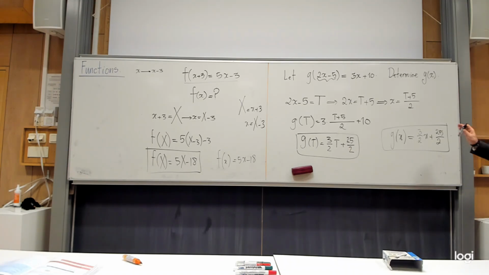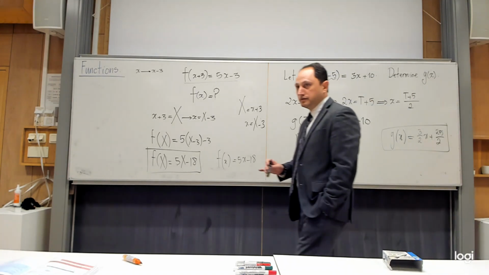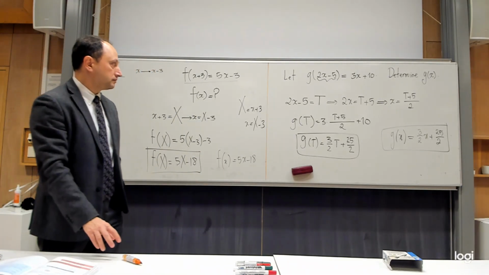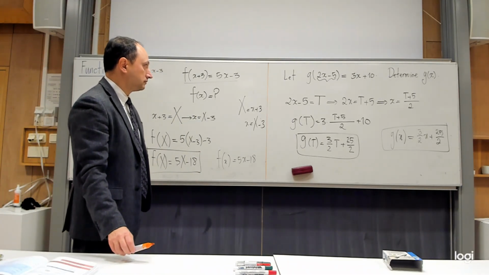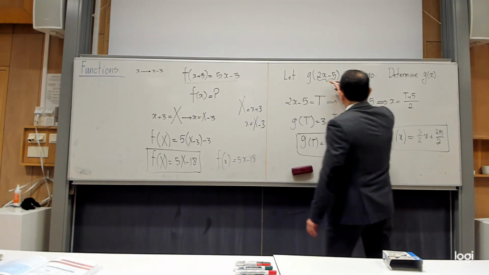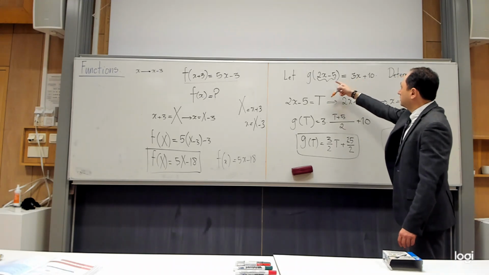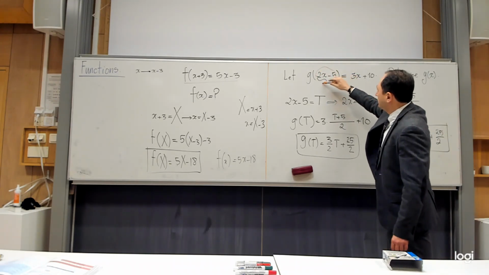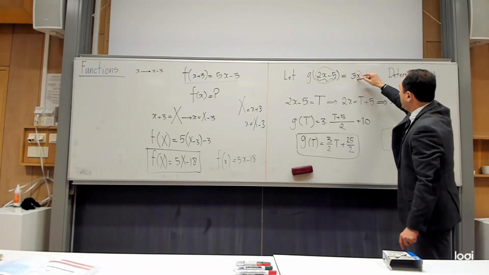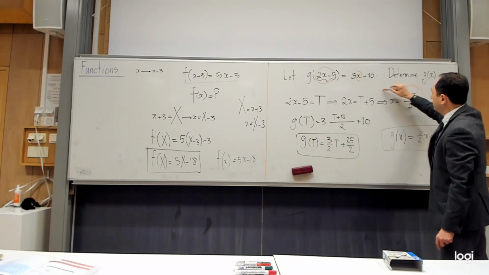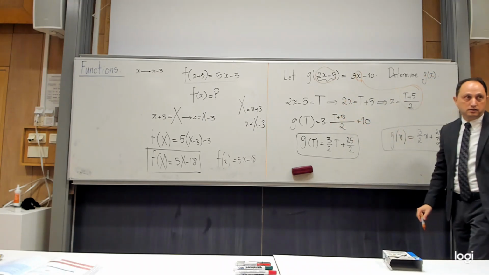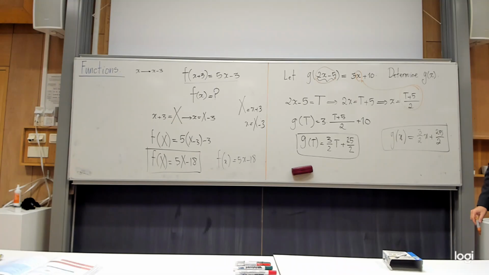Okay. So the topic of the function, yes, please. How did you get t plus 5 divided by 2? Yes. So here I go back to my equation. Instead of this one, I put capital T. Instead of this x, I put this expression in. So it becomes 3 times that plus 10. Yes?